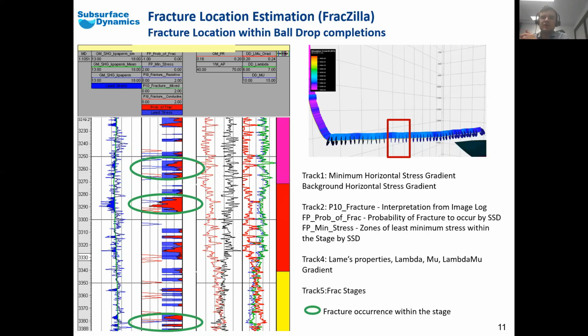into the formation. Here, where we have the green circles, on the right side you can see the probability of the occurrence of the frac, and on the left one, you can see the results of the image log that was run within the same well, and as you can see, it correlates fairly well.